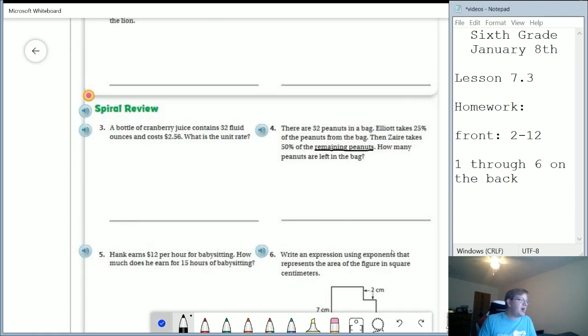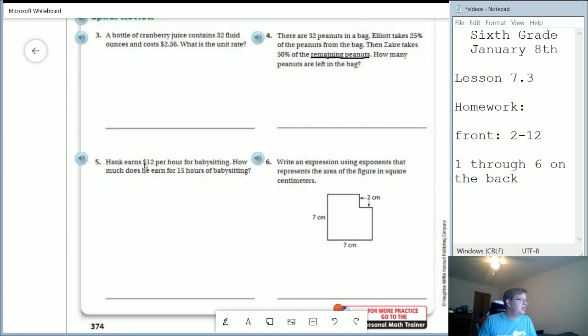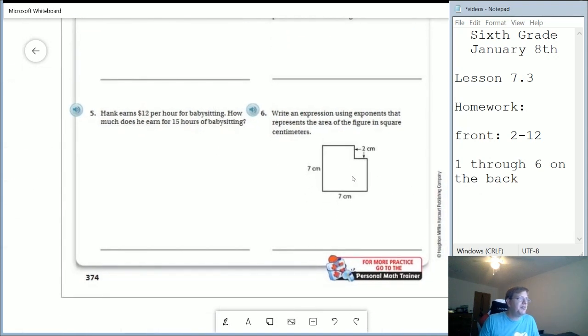All right. Number 5, we are doing $12 per hour for 15 hours. Number 6, we are figuring out using exponents. So when we were doing area and we were subtracting out an amount that's not there, we are going to do the exact same thing. So we can find the total area if this part wasn't missing and subtract the part that is missing. They want us to represent that problem using exponents. So instead of doing 7 times 7, we would do 7 squared, for instance. So that's what we're doing for that.